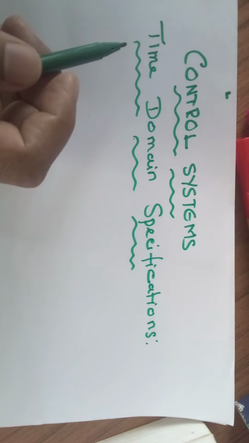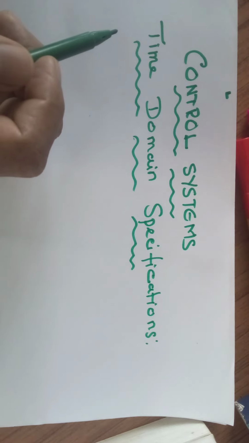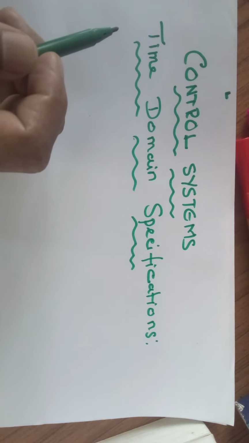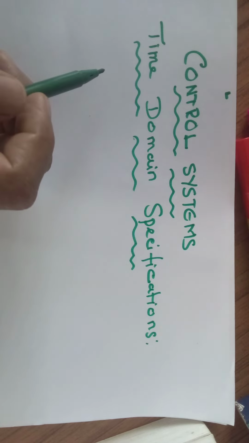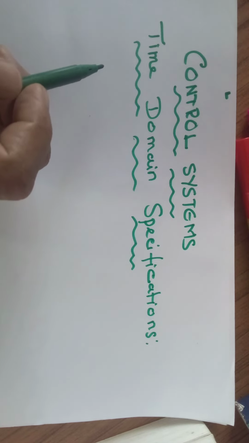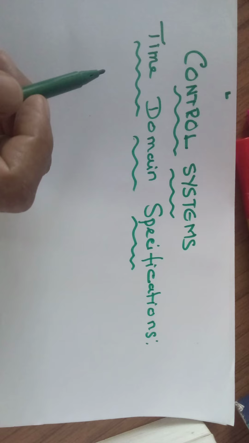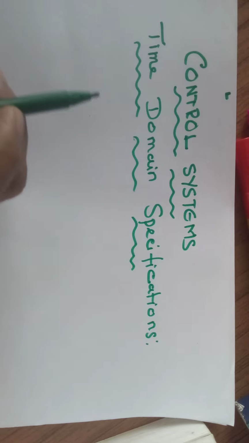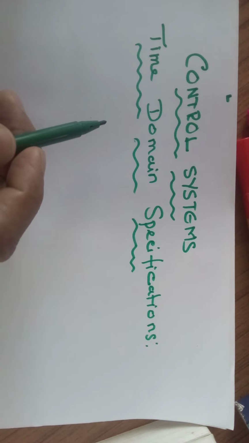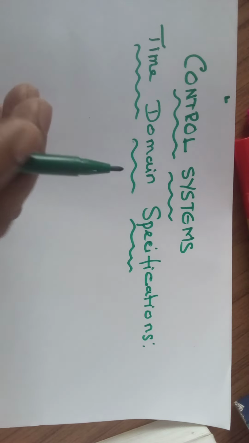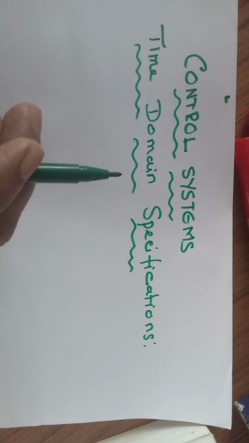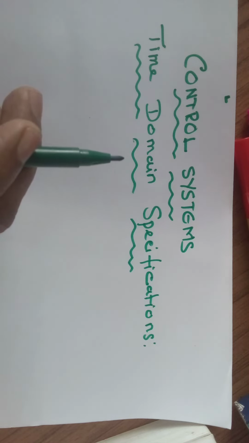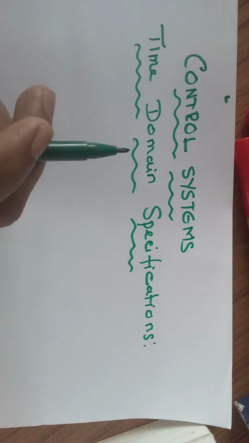So in today's lecture we are going to see about the time domain specifications of control systems. The desired performance characteristics of any control system are specified in terms of time domain specifications. For example, consider a system with some storage elements, like an inductor or capacitors. They cannot respond instantaneously, and they will exhibit some transient responses.